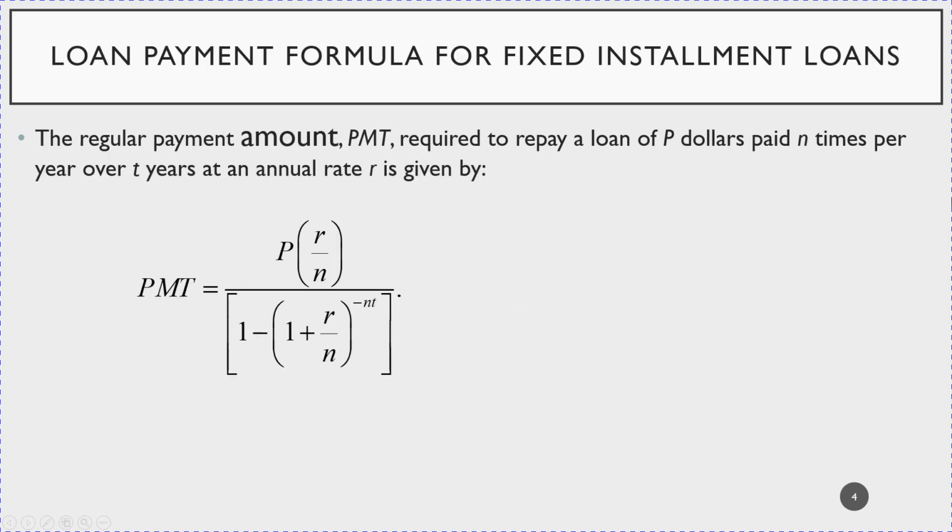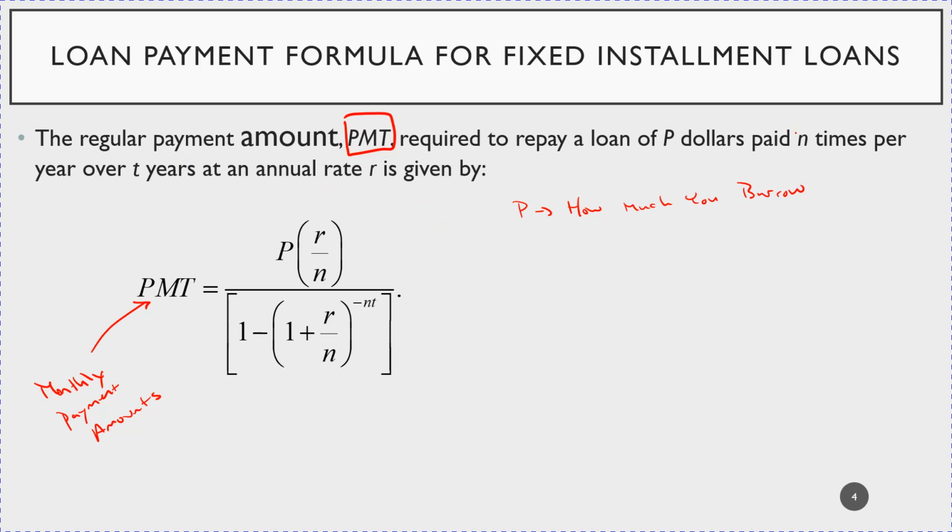Here's the formula for fixed installment loans. The regular payment amount, this notation here called PMT, in our cases is going to be our monthly payment amount in all our examples. It is the payment required to repay a loan of P dollars. P is how much you borrow, the total amount that you borrowed, paid N times per year over T years at an annual rate R.